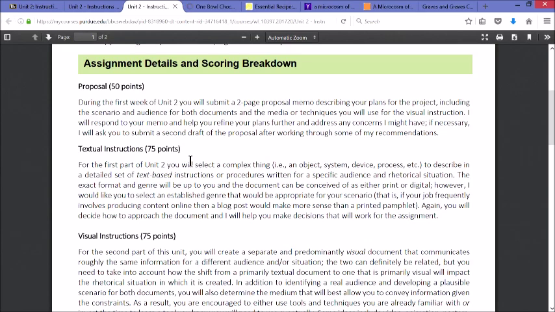That, again, is why I'm asking you to choose a scenario that you have experience in, because you're able to look at that scenario and think, okay, well, this is a document they actually use. This is a document that I remember seeing. This is a document that I remember using. I'm going to do something similar to that.